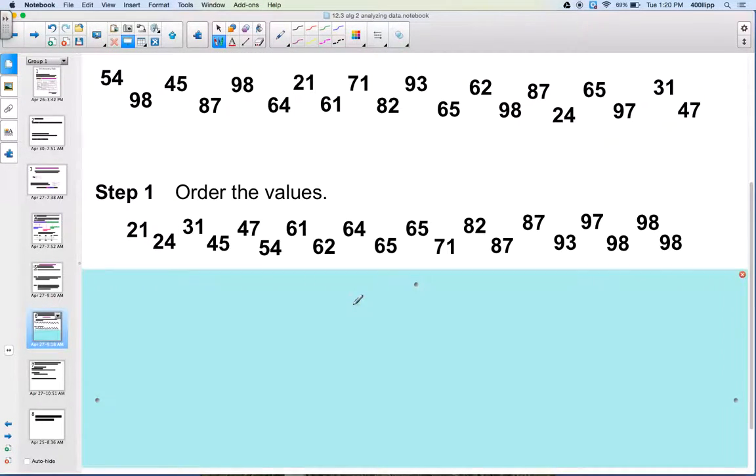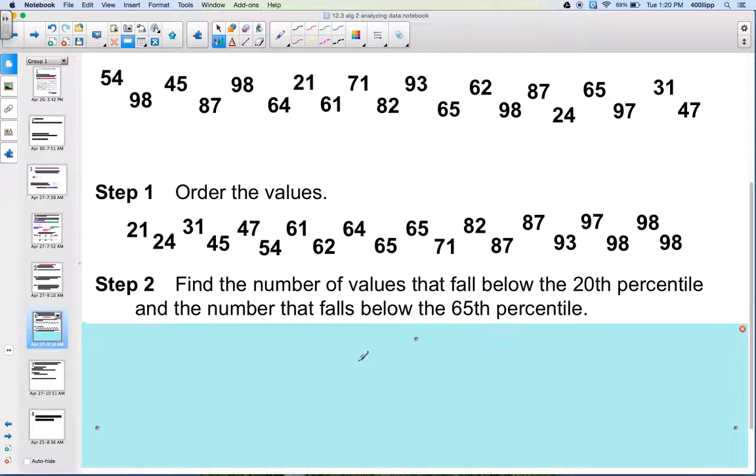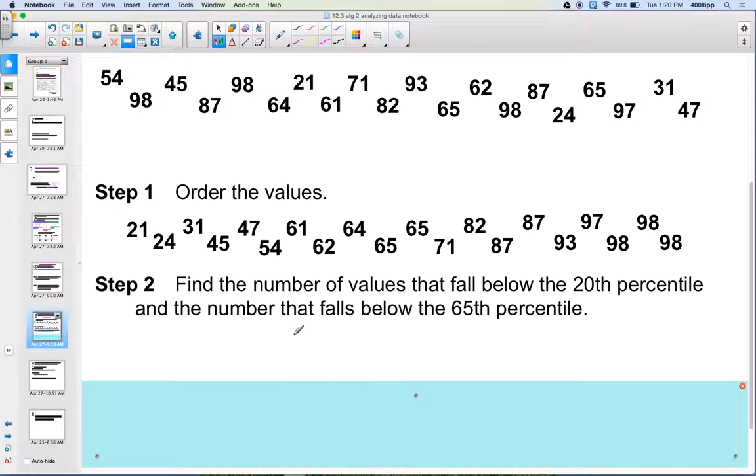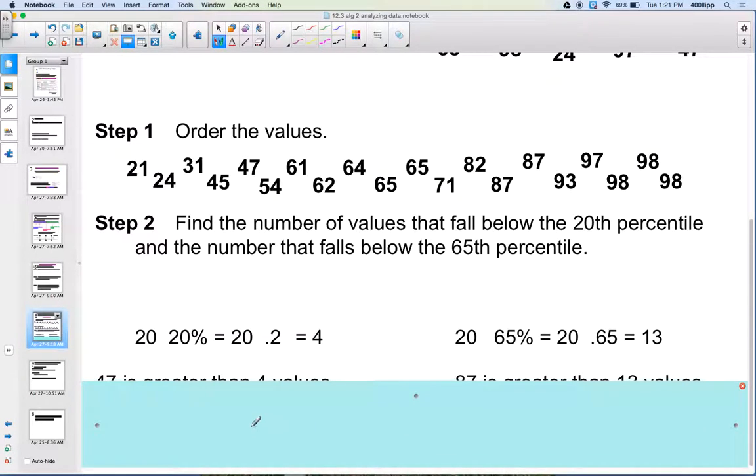Now we are going to find the 20th and the 65th percentile. We're going to find the number of values that fall below the 20th percentile and the number of values that fall below the 65th percentile. So there are 20 values here. For the 20th, you're going to take 20, because this is the number of values in the data set. That's 20 because we counted them. There are 20 numbers here.